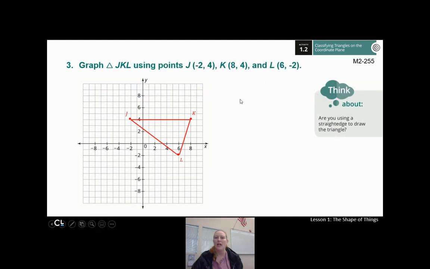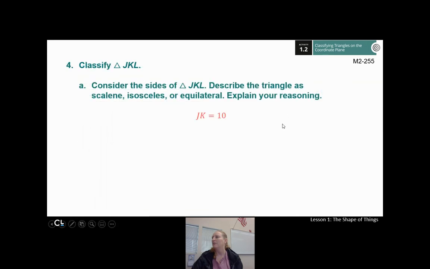So for KL, I'm going to do 8 minus 6, and then I'll do 4 minus a -2. And then I'll work it out from here with my lovely distance formula. 8 minus 6 is, of course, 2, so that will be 2 squared. 4 minus a -2, well, double negative makes that a positive, so 4 plus 2, that means that will be 6 squared. So 2 squared is, of course, 4, and 6 squared is, of course, 36.